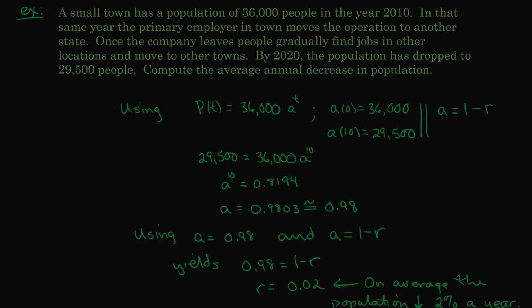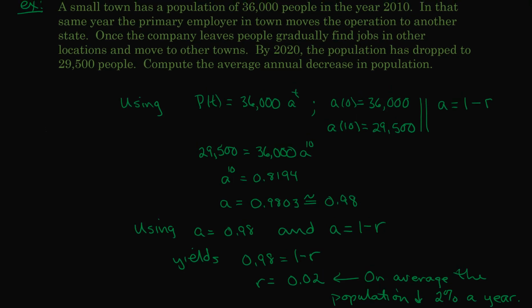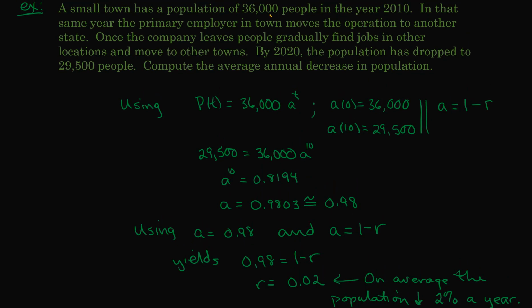All right, so to start this out, we're going to go ahead and identify that our equation that we're going to use is going to be 36,000 a to the t. The 36,000 comes from the initial population. Just like in the previous problem, the initial value was the $10,000 that was invested. Then we're going to have our a, which is going to be our base, raised to t, the number of years that are going to have passed.